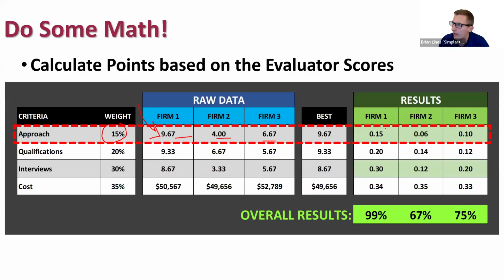Somehow we're translating that raw data into points here, and eventually across all criteria, you're going to add them up some way, shape or form. That does take some math. There are some formulas on how to do it, and different opinions out there on how to do it. What we particularly like is, in this case, you can see approach is worth 15% here. Firm 1 happens to be the best score at 9.67 out of 10, and we gave them all 0.15 or 15%. And then the other firms are prorated based upon that. That's one way to do it, to set the benchmark off of the best score and allocate accordingly. There are other ways to do it too. We find this to be the most consistent for various reasons.